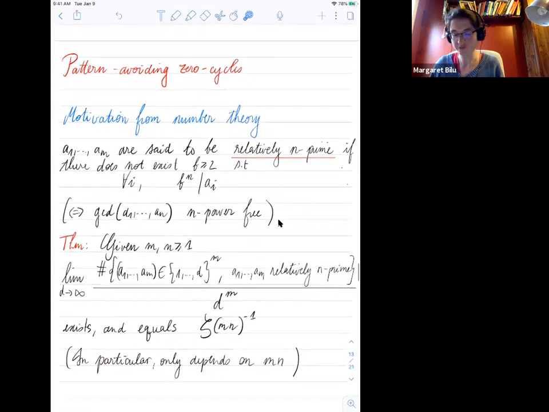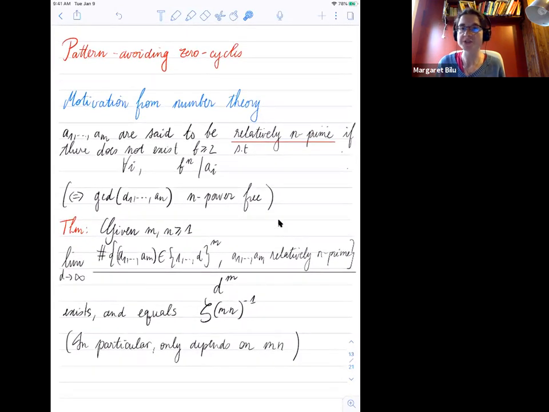So what's the motivation from number theory? In number theory, you can say that a bunch of m integers are relatively n-prime if they're not all divisible by some nth power. And it's a folklore theorem that the limit of the proportion of relatively n-prime m-tuples inside all m-tuples exists, and is expressed in terms of a special value again of a zeta function. Here it's just the Riemann zeta function. And in particular, it depends only on the product mn.